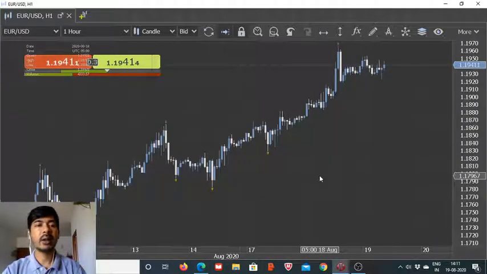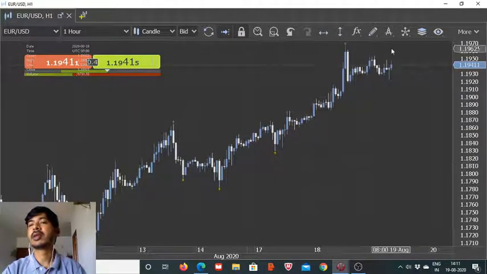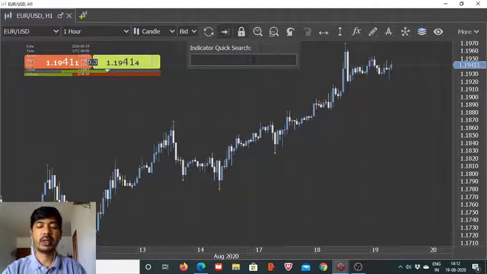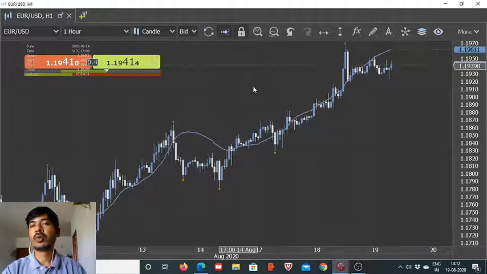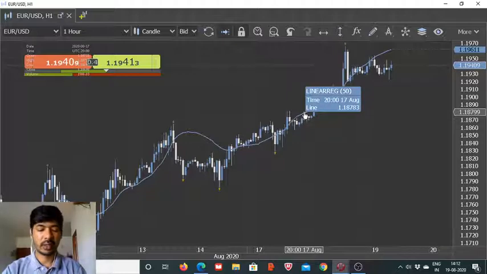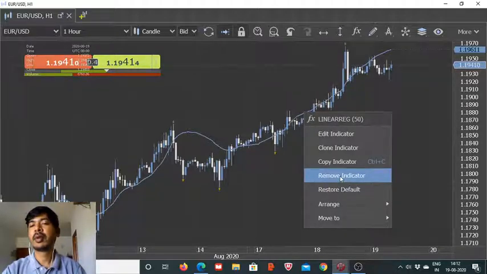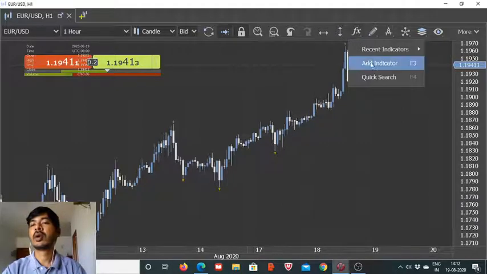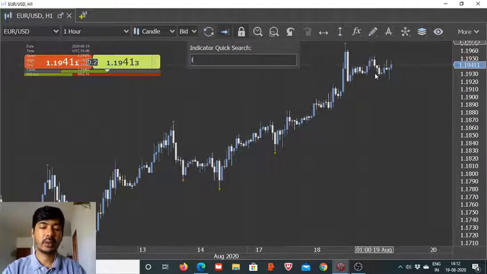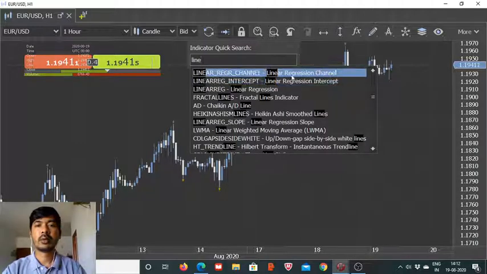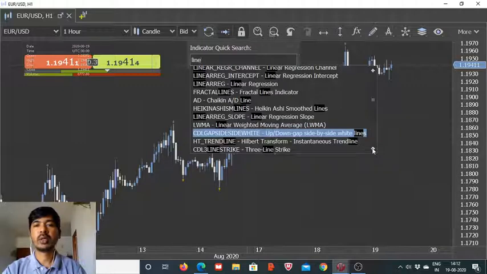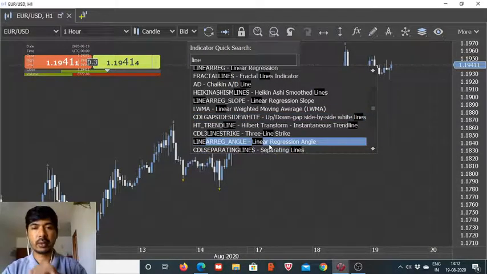Let us also add the linear regression angle indicator on the chart so that it will be easier for us to, oops, I think I have mistakenly added. We want linear regression angle, and here it should be somewhere. Okay, here it is.